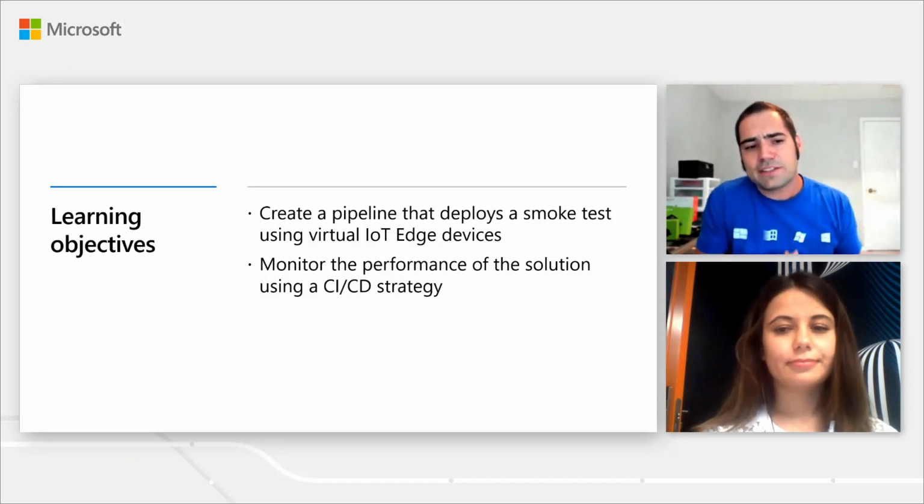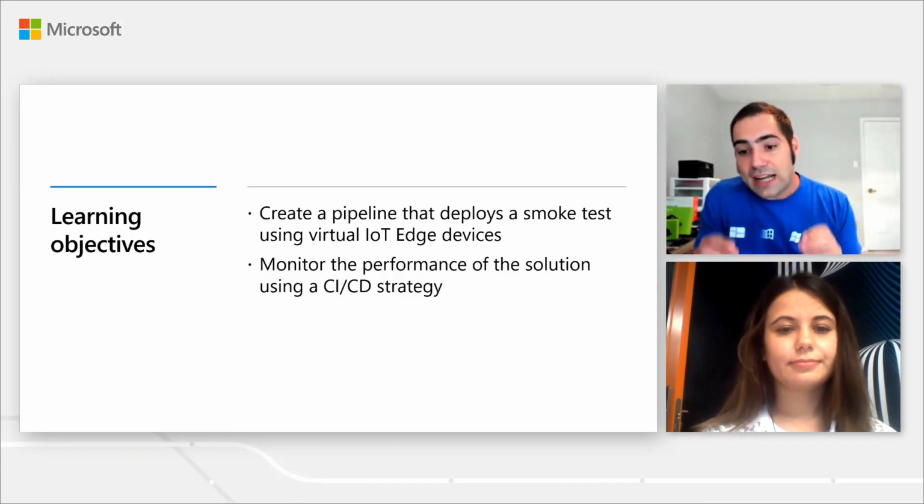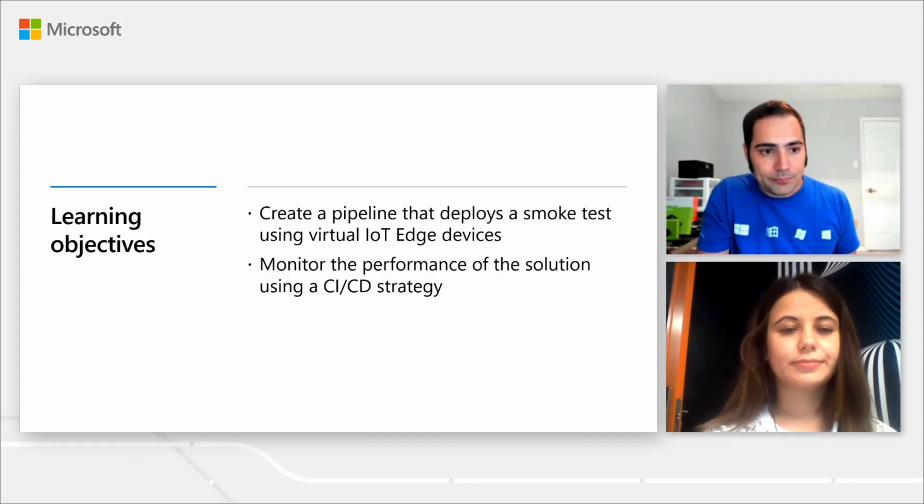Now, the learning objectives that we're going to cover today will involve creating a pipeline that deploys a smoke test using virtualized IoT Edge devices. And we're then going to couple that with a monitoring strategy that will allow us to employ a CI/CD pipeline to be able to perform long-running tests on an IoT Edge solution.